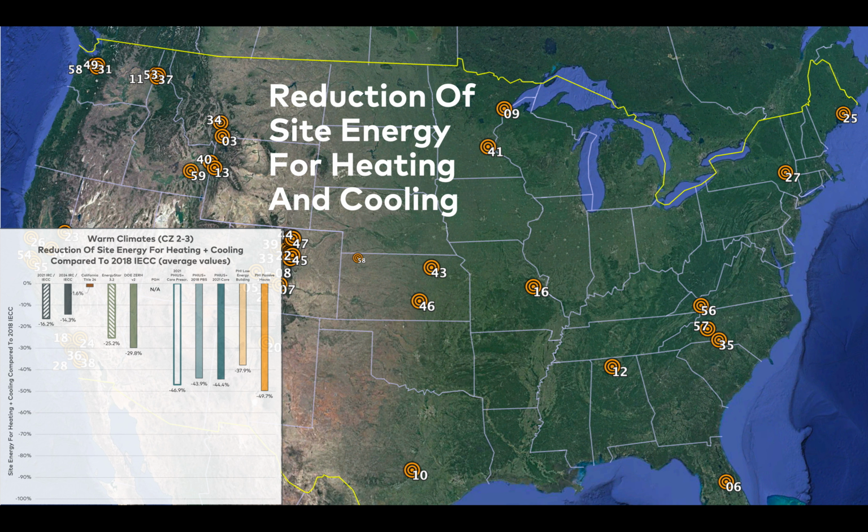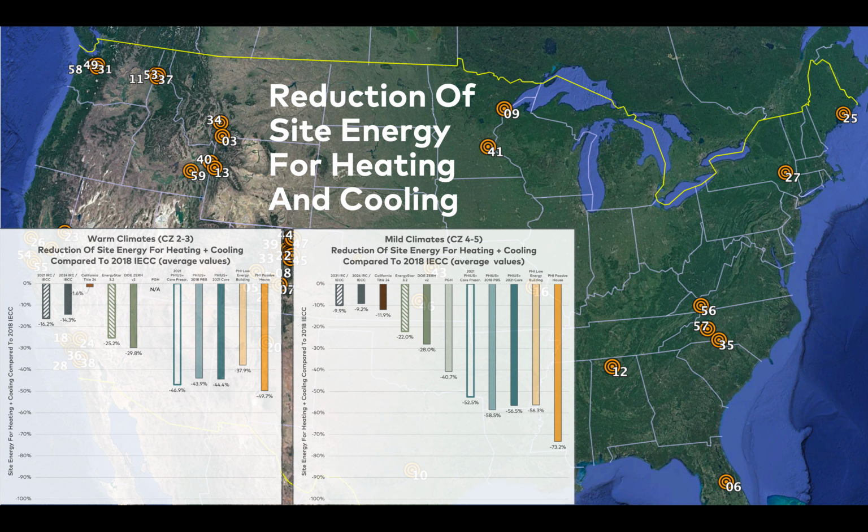So in general, in warm climate zone 2 and 3, for the projects that we modeled, the 2021 IECC would result in a reduction of heating and cooling by 16% compared to the 2018. The 2024 IECC actually performs a little bit worse, with 14% reduction. And all the way to the other side of the spectrum, we have the passive standard that performed between 40 and 50% reduction of heating and cooling in warm climate zones compared to the 2018 IECC.